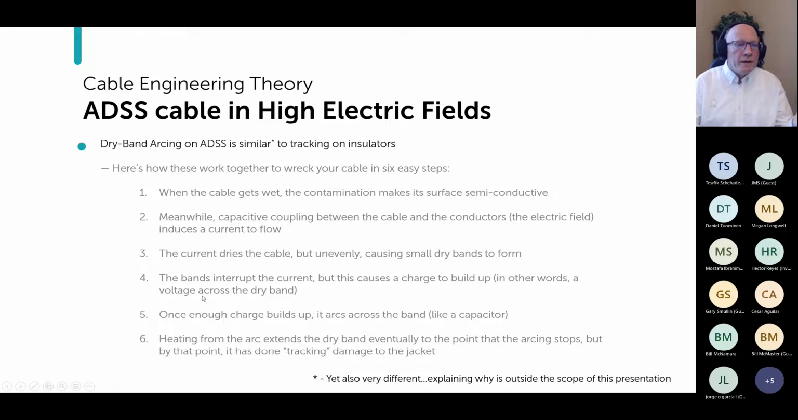Those bands, when they form, interrupt the current, but you can get a charge buildup. And when the charge gets high enough, it arcs across the band. So basically, you get a mechanism that's basically like a capacitor. And then that arc extends the dry band. More heating dries the water, but the arc itself has done tracking damage to the jacket.